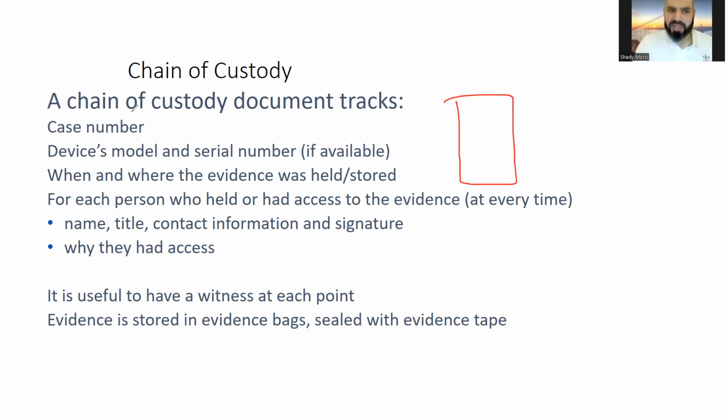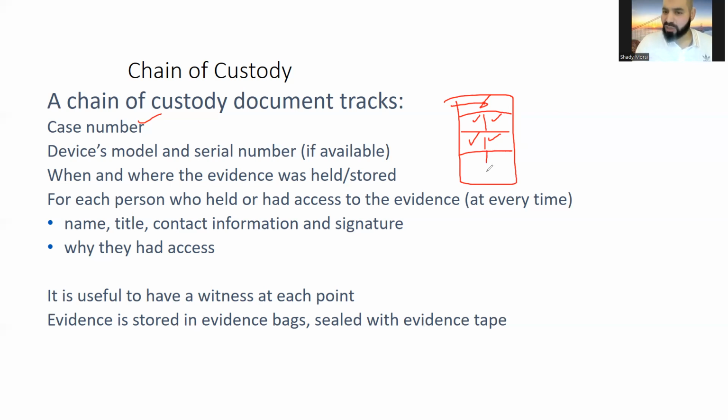First of all, it has the case number: what we are dealing with, which case number or which incident number. Then device model and serial number: what is the device model that we are investigating, and what is the serial number? Then when and where the evidence was held or stored, so this is talking about the timing, and where you have saved the evidence, or which storeroom. Then each person who held or had access to the evidence at every time.